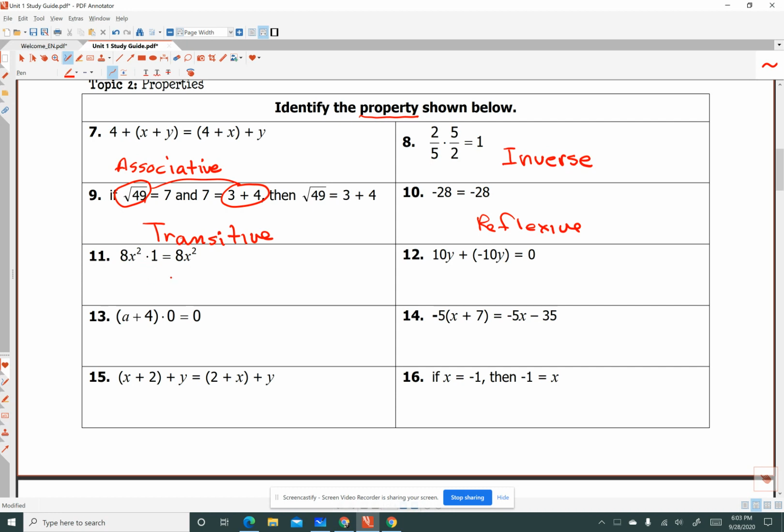8x squared times 1 equals 8x. That is an identity. 10y plus -10y equals 0. That's another inverse. A plus 4 times 0 equals 0 is the zero products property.